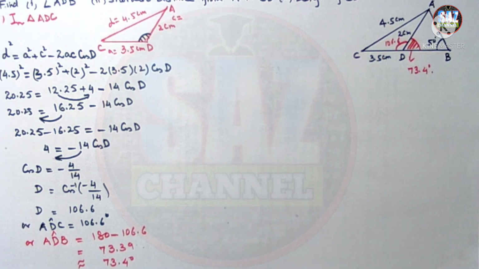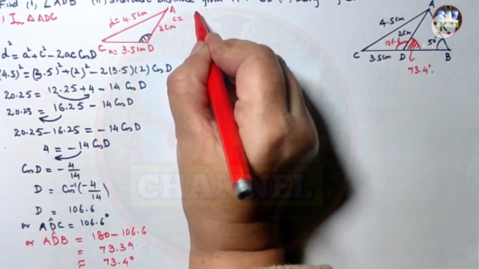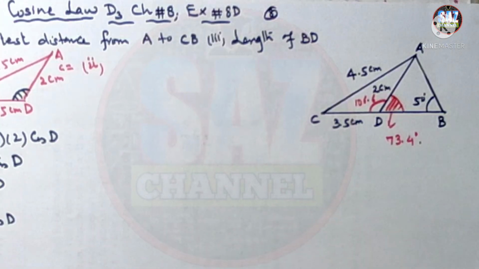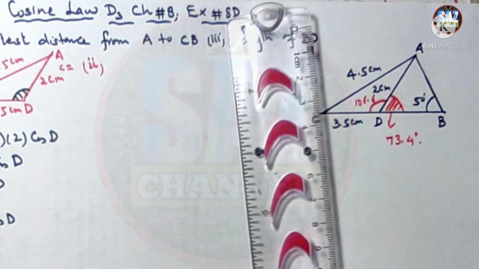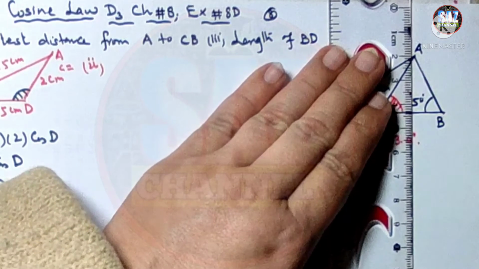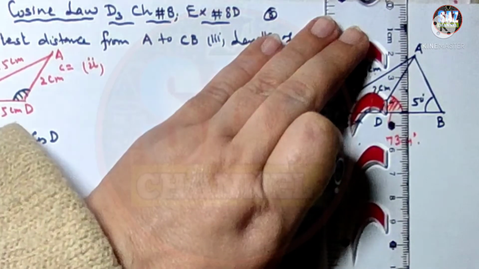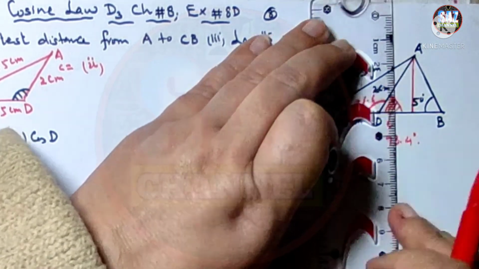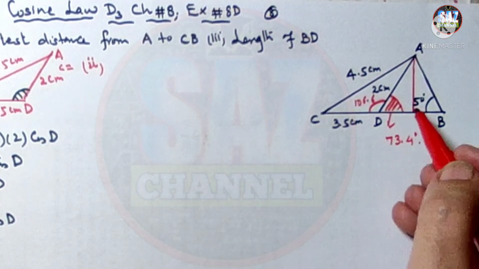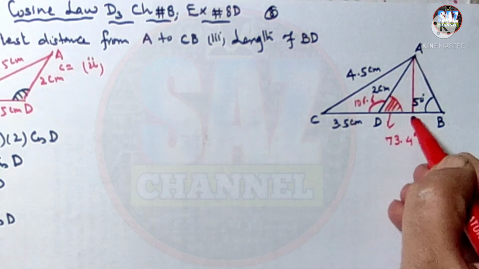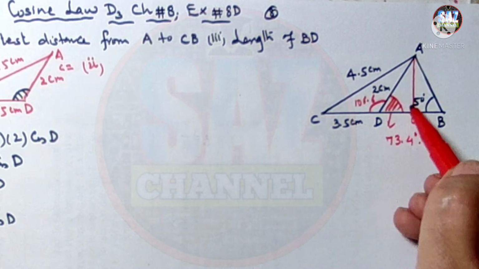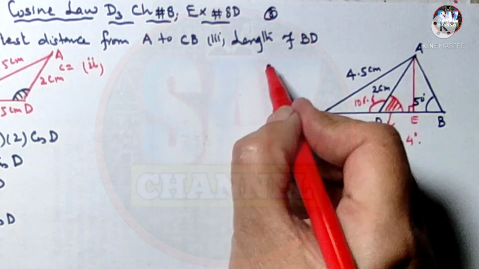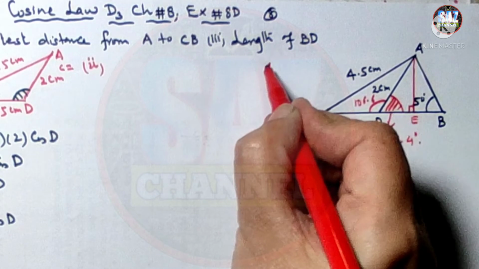Now I hope the first part is clear to all of my students, and the second is the shortest distance from A to CB. The shortest distance is the perpendicular distance from that point to the other line. So let me drop the perpendicular from A. Let this perpendicular meet at point, suppose E. Now we have a right angle triangle. Let me draw the figure here for the shortest distance.